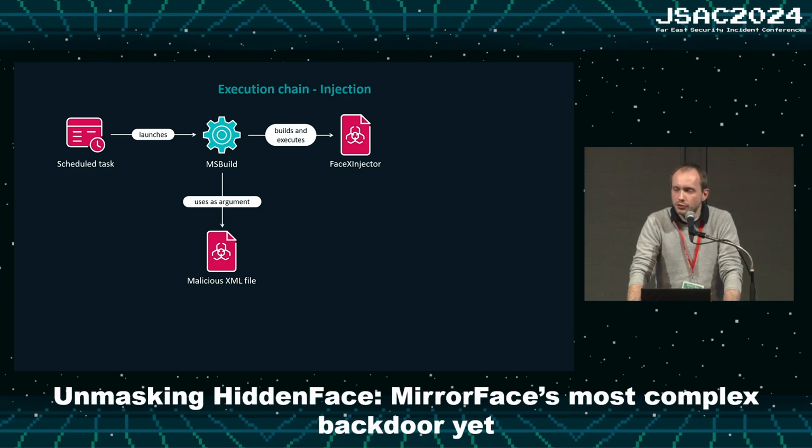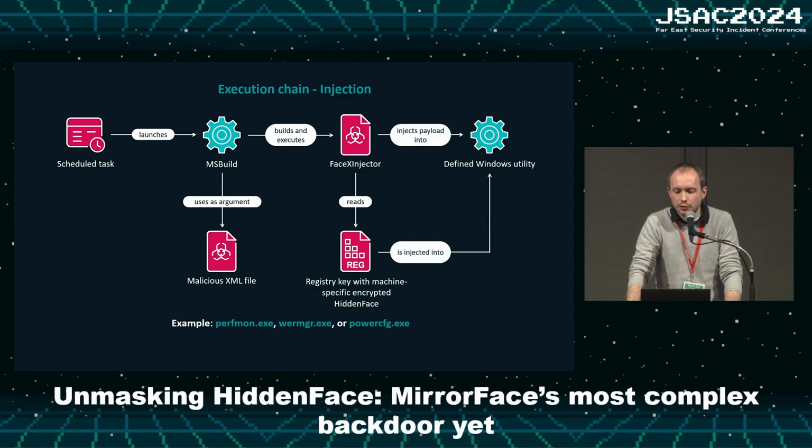The injection process starts very similarly to the installation process. Upon the scheduled task trigger, the FaceX injector is built and executed via MSBuild. Using the same machine-specific information, FaceX injector reads the payload from the registry, generates the key and IV, and decrypts HiddenFace. Then, FaceX injector executes a defined Windows utility, such as perfmon.exe, and injects HiddenFace into the process of that utility. With this, HiddenFace is executed and begins its startup routine.